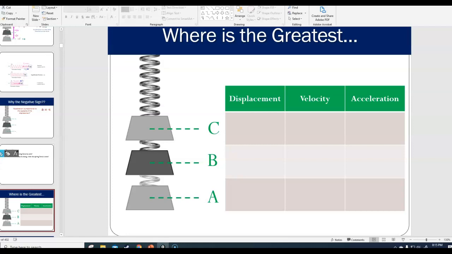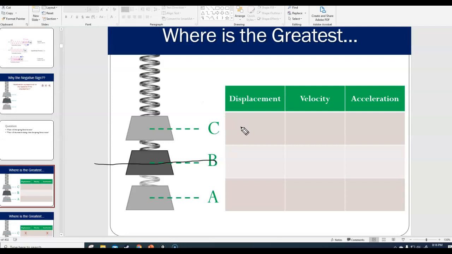Okay, so where is the displacement going to be the greatest? Well, here is the equilibrium point, and so the displacement from equilibrium is going to be greatest at C and at A, because the displacement from equilibrium is 0 at B, since that is the equilibrium point.